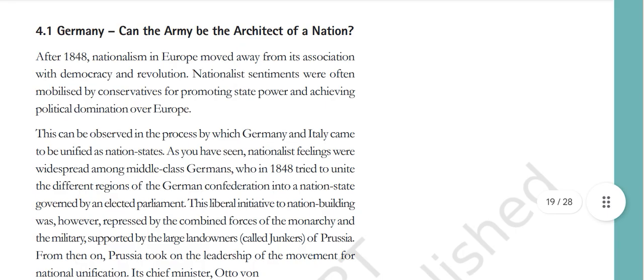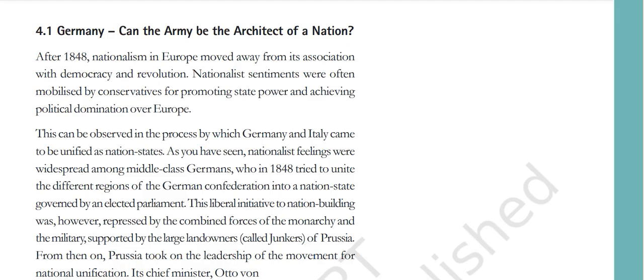After 1848, nationalism in Europe moved away from its association with democracy and revolution. Nationalist sentiments were often mobilized by conservatives for promoting state power and achieving political domination over Europe. This can be observed in the process by which Germany and Italy came to be unified as nation states. As you have seen, nationalist feelings were widespread among middle class Germans who in 1848 tried to unite the different regions of the German Confederation into a nation state, governed by an elected parliament.